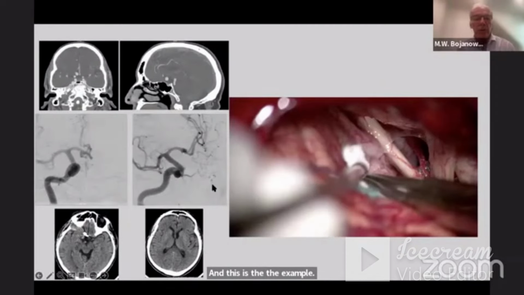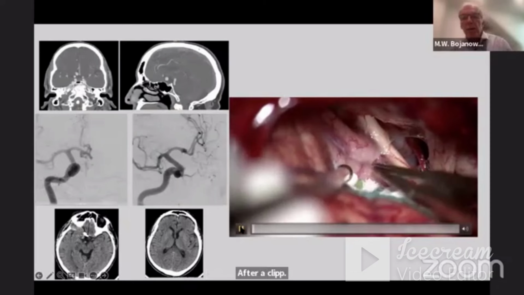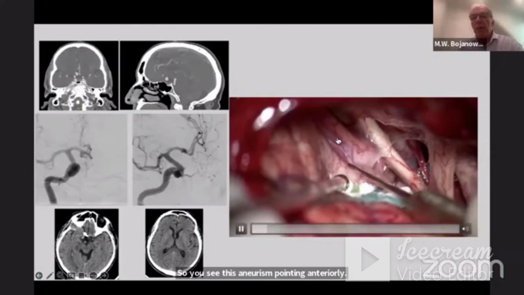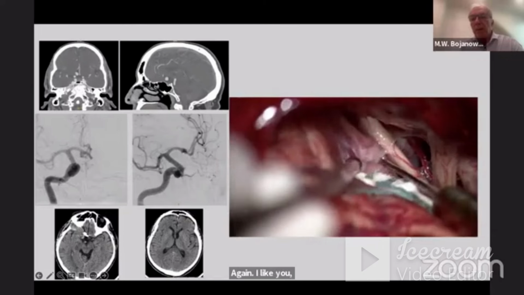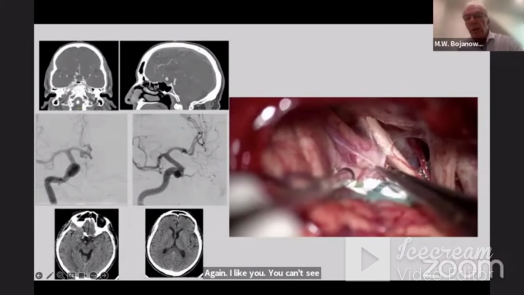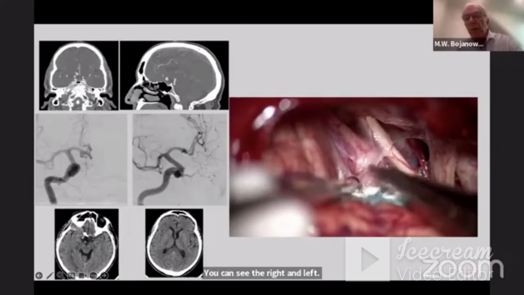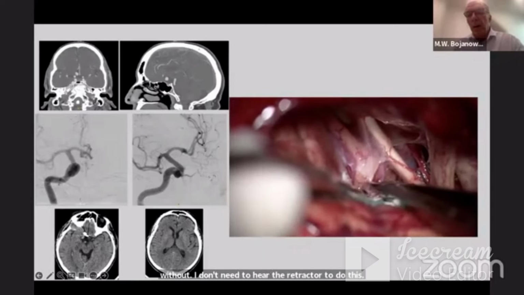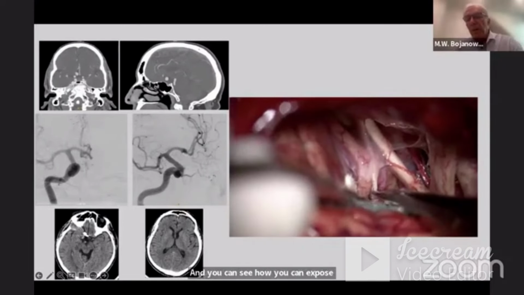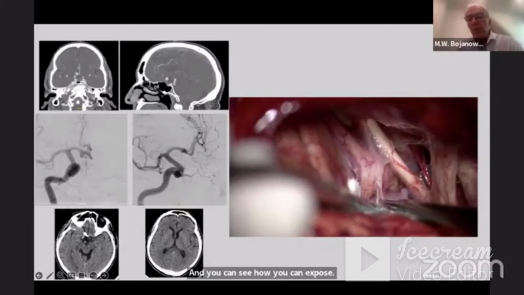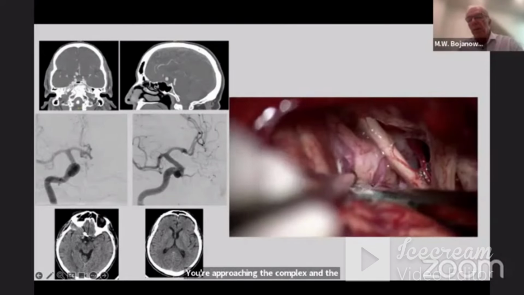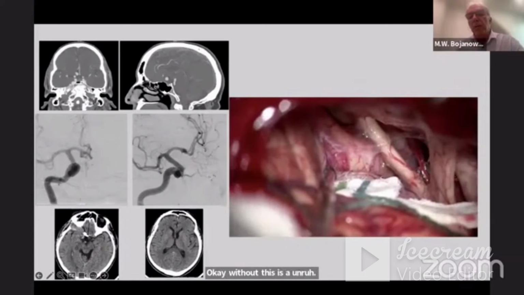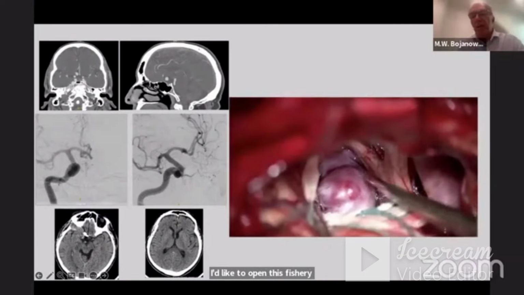I want to show you a video of that. So you see this aneurysm pointing anteriorly. Again, you can see the right and left optic nerve, opening of the sylvian fissure. Okay, I don't need the retractor here to do this. And you can see how you can expose the ACOM complex. You're approaching the ACOM complex and the aneurysm. Okay, this is an unruptured aneurysm. I like to open this fissure very anteriorly, in order to reduce the need for brain retraction.